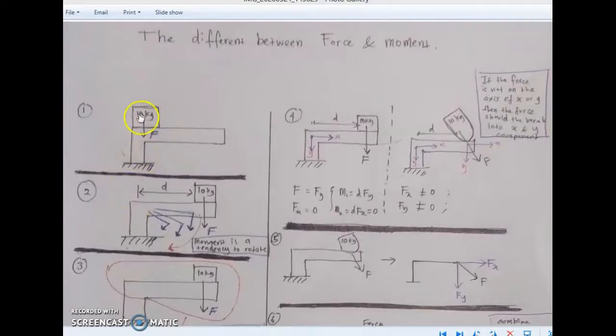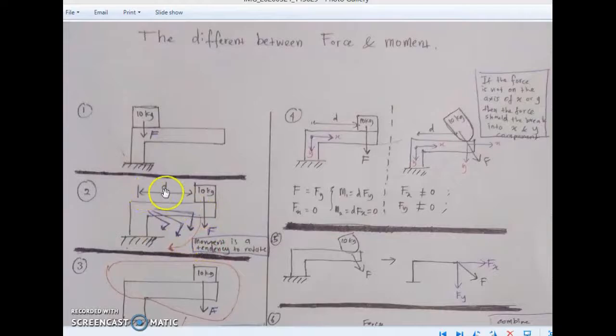And then if we move the force of 10 kg to the tip of the steel rod, in this position we have a distance d from here, and then the force downward here. This situation will cause the effect on the steel rod, and the force tends to rotate. This effect, we call it a moment.